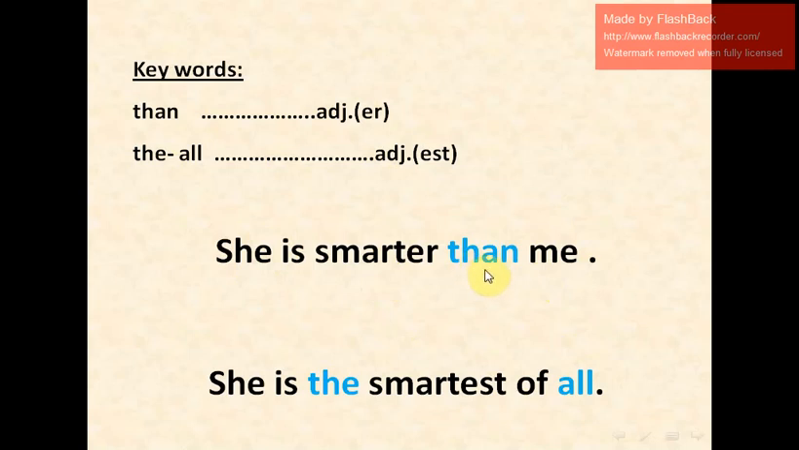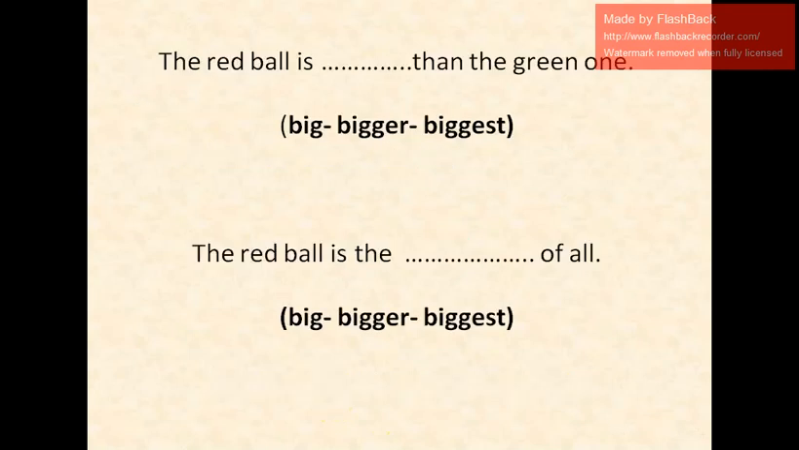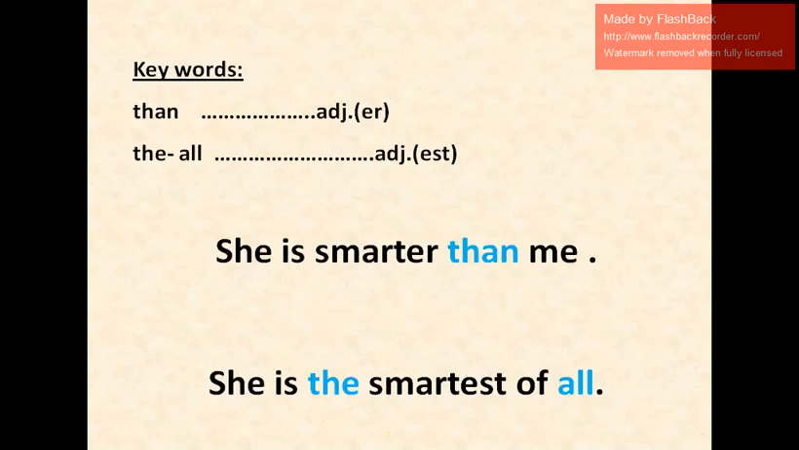But when I'm comparing three or more, like she's the smartest of all, you will find this word all, or you will find the. She is the strongest one. Now I'm comparing, for example, Lana to the rest of the girls in her class. She's the strongest one. She's the smartest one. Or she is the shortest one in the whole class.